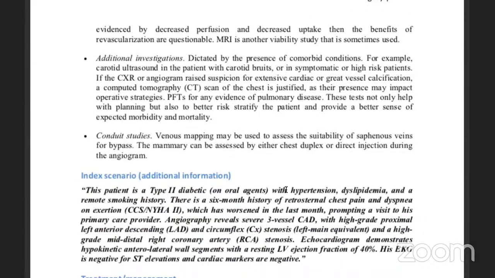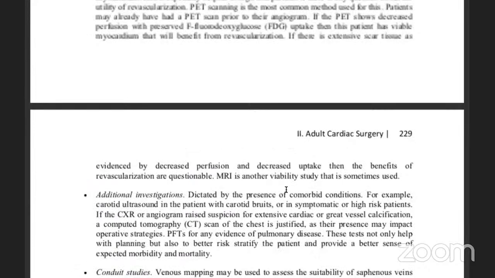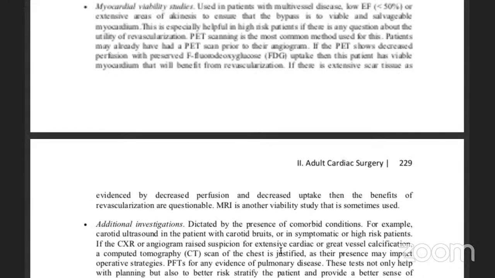Zainab, the non-viable myocardium, if you revascularize, it's not only not beneficial, it's fatal also, right? I think last week we discussed this, about the revascularization of non-viable myocardium, right? Yeah, I don't know. I don't remember.